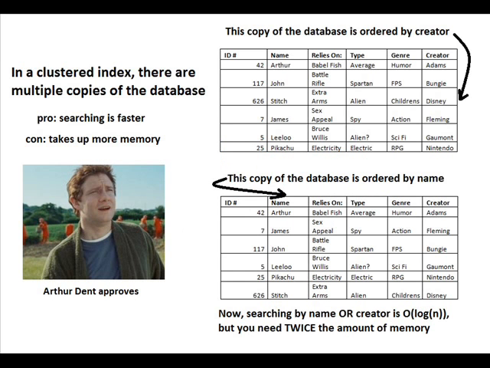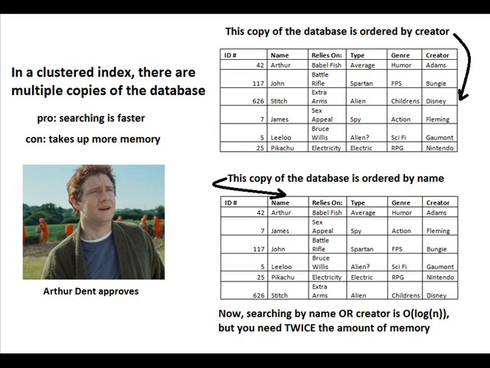In a clustered index, there are multiple copies of the same database. Each copy has an ordering associated with it. For instance, in this example, one copy of the database is ordered by name, and the other copy of the database is ordered by creator. Thus, searching through this index by name or creator is an O(log n) operation. This is the benefit of clustered indexes.